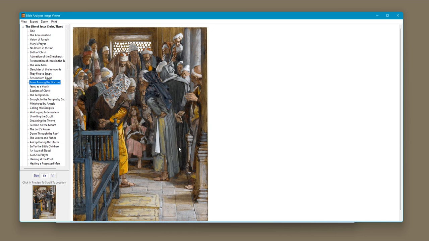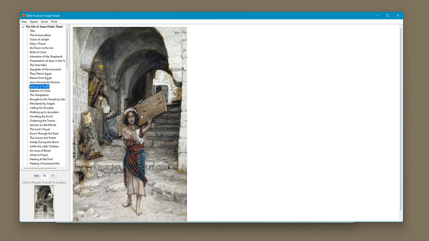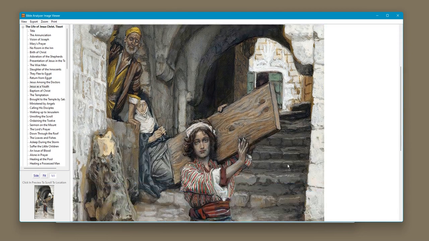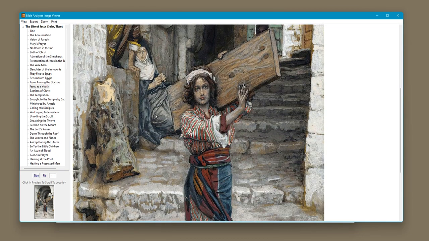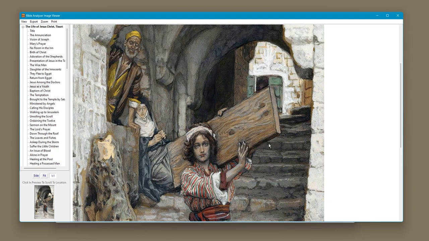Here he is among the doctors when he was lost, when they came back to Egypt, or he thought he was lost, and all the Pharisees and doctors, and he was asking them questions, and they were asking him questions. Here he is as a youth working as a carpenter. But again, just look at the detail in these images. And these are watercolors. They're not even oil paintings. They're watercolors. And it's amazing.